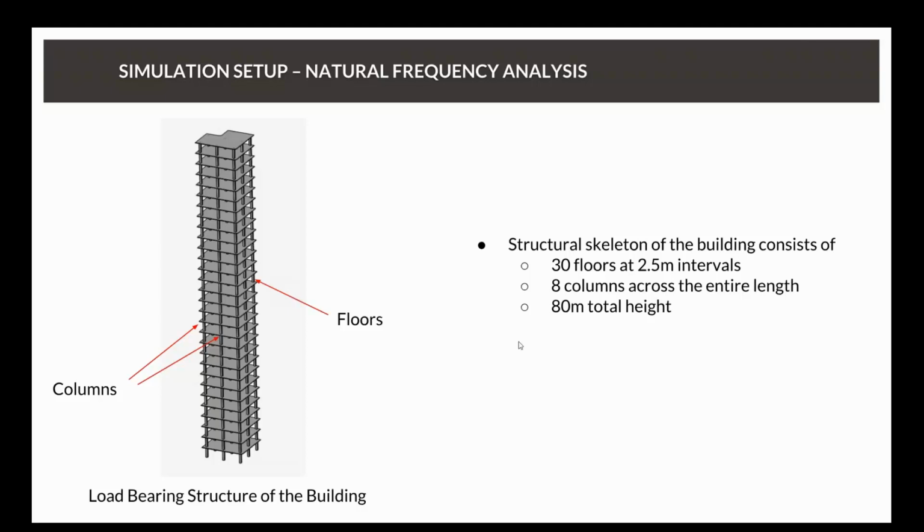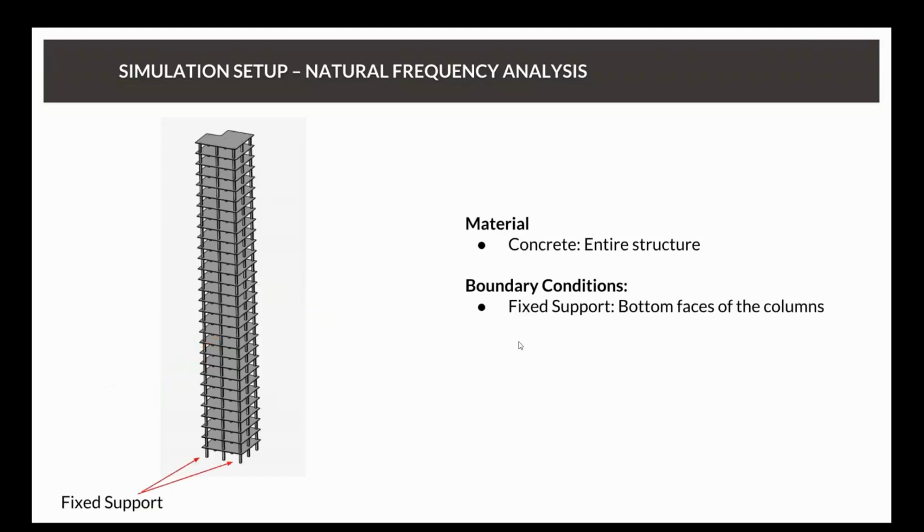And the simulation setup here is pretty simple. Basically, we've got loads of different columns, 30 different floors, and a total of 8 meters in height. And we're simply going to constrain the building at the bottom. So we're going to have fixed supports where it's attached to the ground, as if it were attached to its own foundations. And then we're going to ask SimScale to tell us what the resonant frequencies are of the structure.